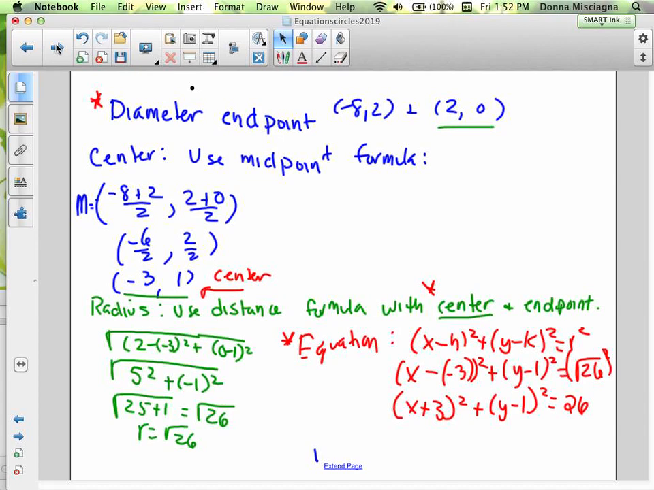And so for the equation, we just plug in -3 for h, we plug in 1 for k, we plug in square root of 26 for the radius, and we have x minus a -3 squared, plus y minus 1 squared equals the square root of 26 squared. And you just simplify out that minus a negative, make that x plus 3 squared, plus y minus 1 all squared, and the square root of 26 squared is just 26. And there we go.